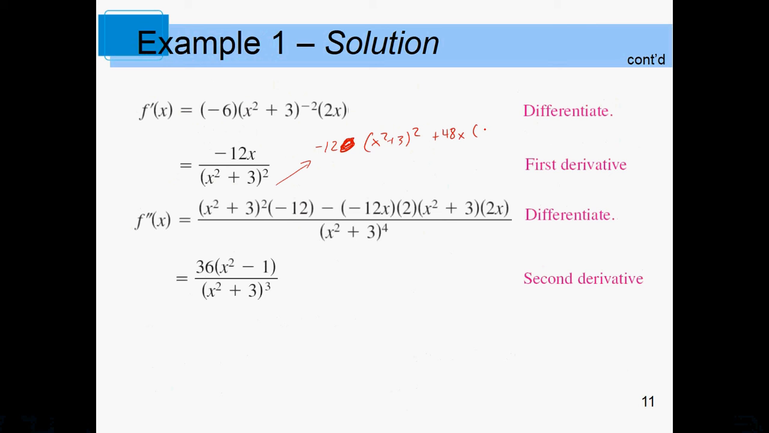48x times x squared plus 3. There's an x squared plus 3 in both of those, so you can factor out an x squared plus 3. That leaves you with negative 12 times x squared plus 3, plus 48x.